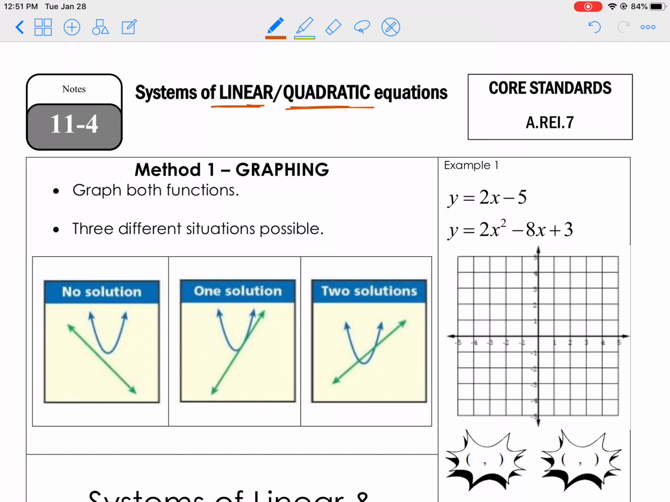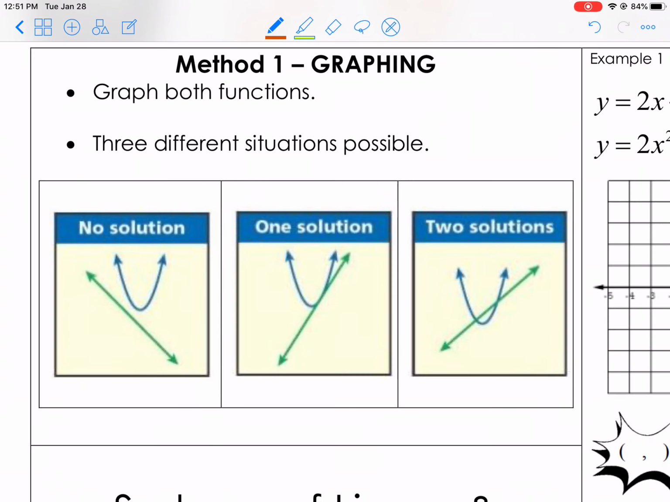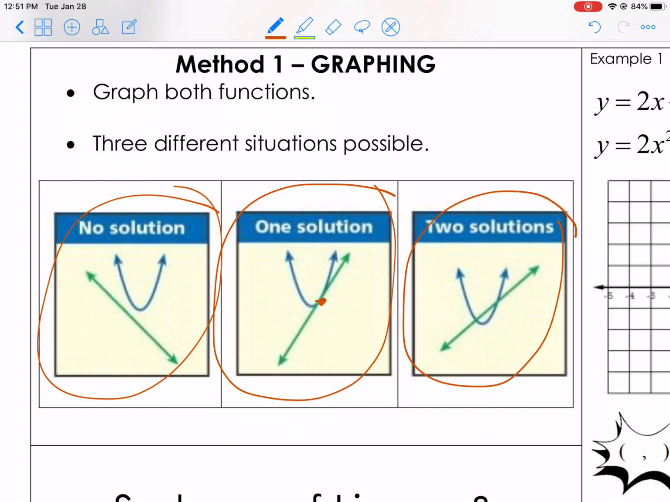Essentially we have a parabola and a line. There are three occurrences that you might see. In this situation here on the left, there is no solution. There is no intersection between the line and the parabola. We could also get one solution. This is if the line just touches the parabola in one spot. It's tangent to the parabola. Or we could have two solutions. This would be where the line goes through the parabola and hits it in two places.